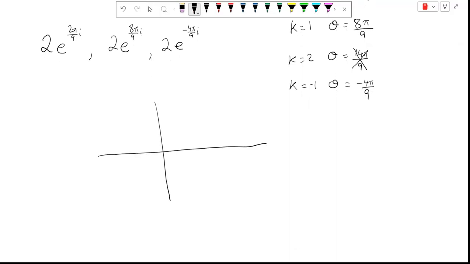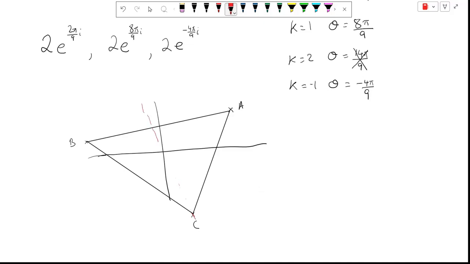What we've got: 2 pi over 9, that's like 40 degrees, and 8 pi over 9 is 160 degrees. Minus 40, minus 80. So my triangle looks somewhat like this. And then I've got my lines of symmetry, and what you'll find is that your lines of symmetry will look like that, like that.